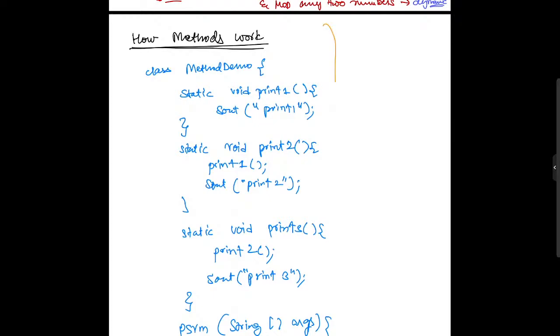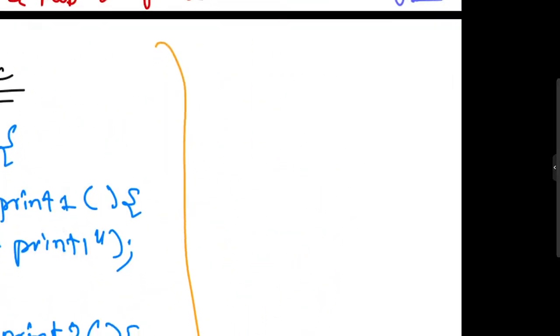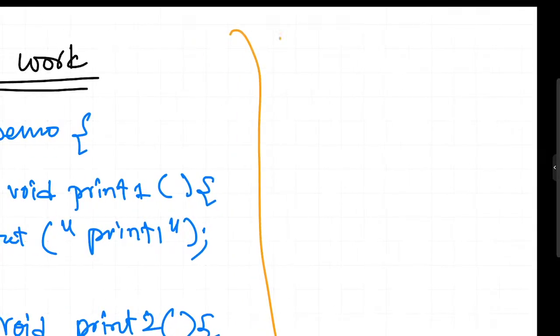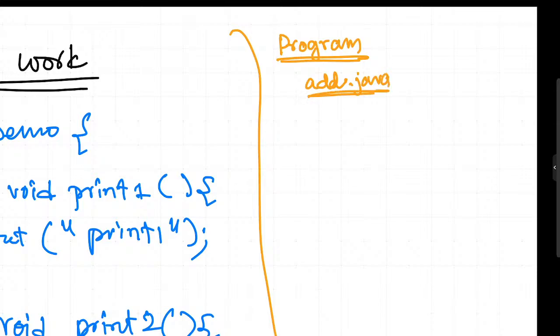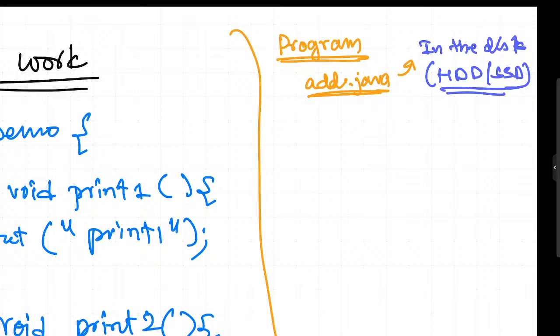In general, now listen to this very carefully or you will not understand anything moving forward. Whenever we have a program, for example, if I wrote add.java, this program is known as a program on the disk. That means in your hard disk or your SSD, this Java file is just a program. Now once you start running it using the JVM, which is your Java virtual machine.